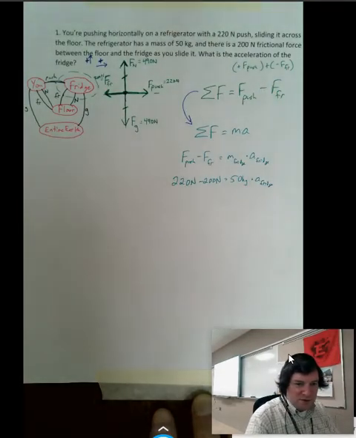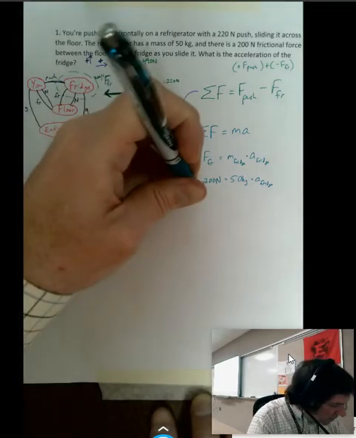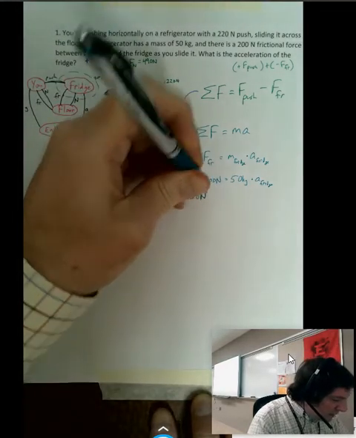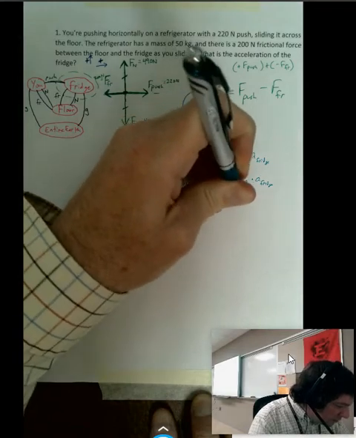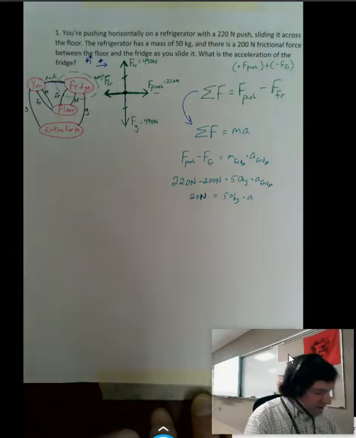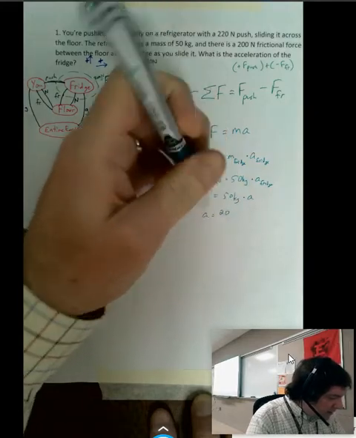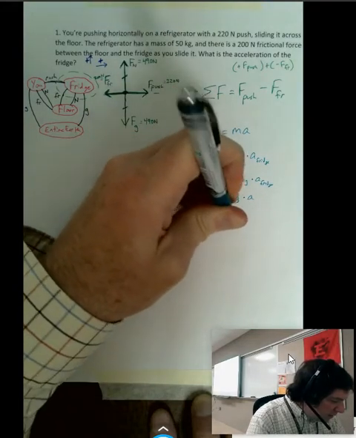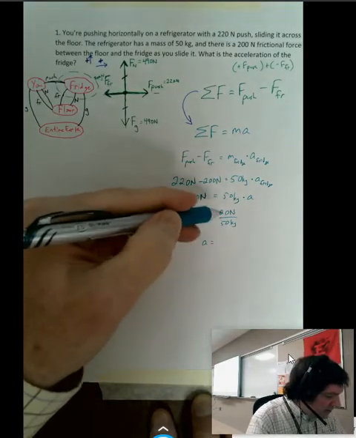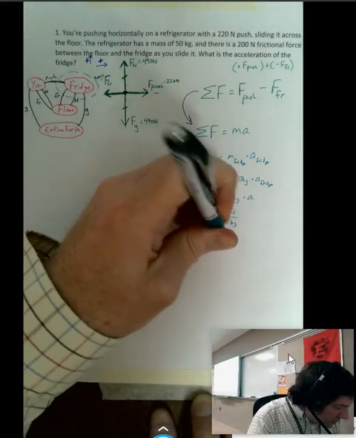So the acceleration of the fridge is the only unknown here. So this is definitely something I can solve. 220 minus 200 gives me 20 newtons as our net force. So my net force of 20 newtons is equal to 50 kilograms times the acceleration of the fridge. Now to solve for the acceleration of the fridge, I just need to divide both sides by the 50 kilograms. So the acceleration of the fridge is 20 newtons divided by 50 kilograms. And 20 divided by 50 is 2/5 or 0.4.